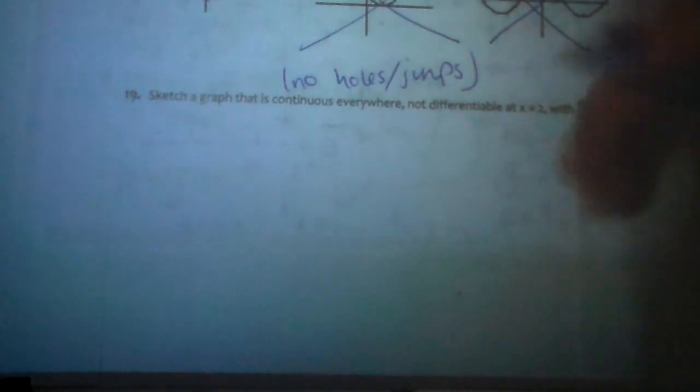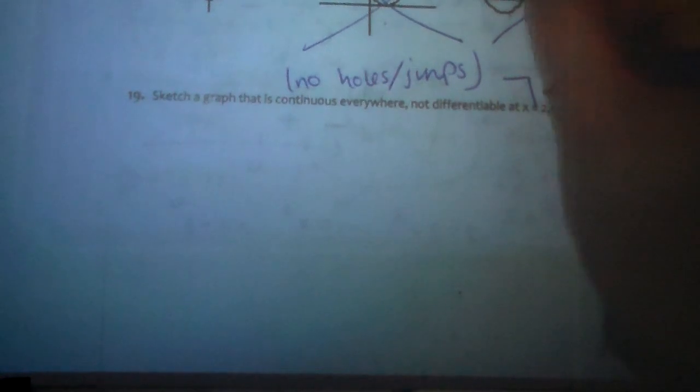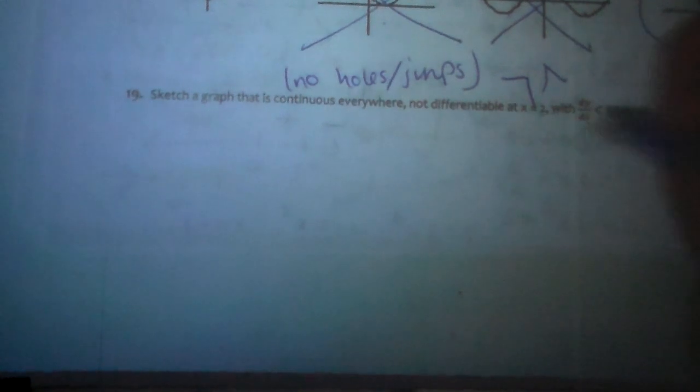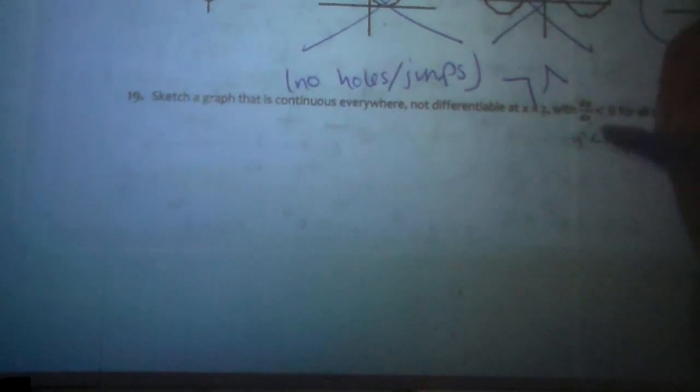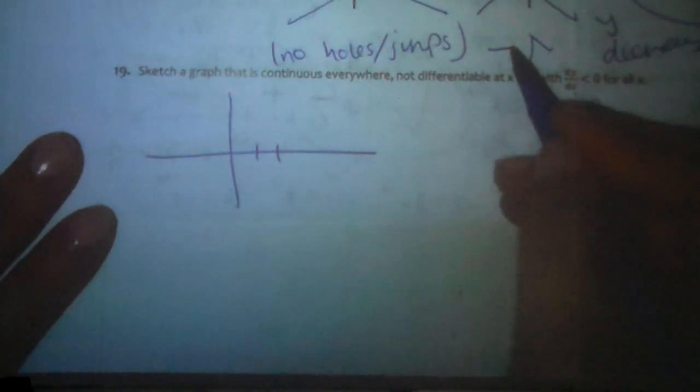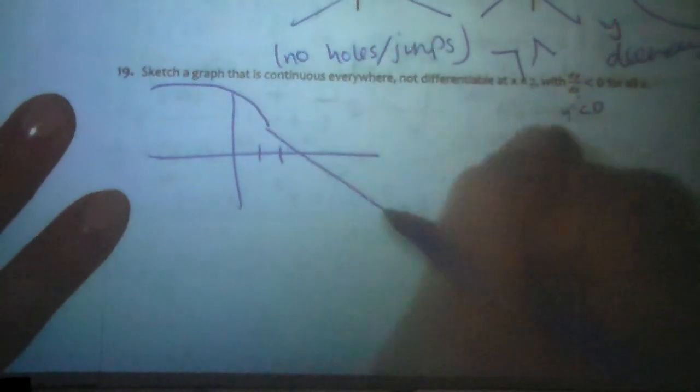Alright, I want a graph that is continuous everywhere, so no holes, no jumps. But I want it not differentiable, so maybe like a cusp, something like this at 2. And then I want dy dx, which is just y prime, or the slope, to be less than 0, so that's negative, which means decreasing. So I want y decreasing for all values. So I want it to be continuous, no jumps or holes, but at x equals 2, I want something funky where you couldn't take the derivative, but I still want it decreasing. So I want something like this.